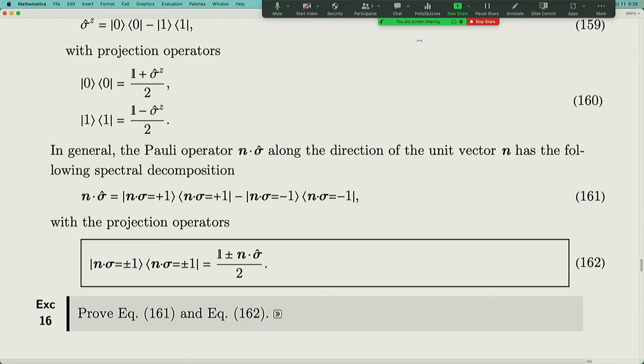As you saw in the previous examples, you have already learned that this projection operator for a generic n dot sigma operator is basically 1 plus or minus n dot sigma divided by 2, depending on which eigenstate you are talking about. Even for n dot sigma, as long as n is a unit vector, this operator also has eigenvalue plus minus 1. And depending on the eigenvalue, there are plus minus 1 eigenvectors. And the ket vector and its corresponding bra vector form an eigenprojector associated with eigenvalue plus minus 1. And this eigenprojector has a very simple formula.